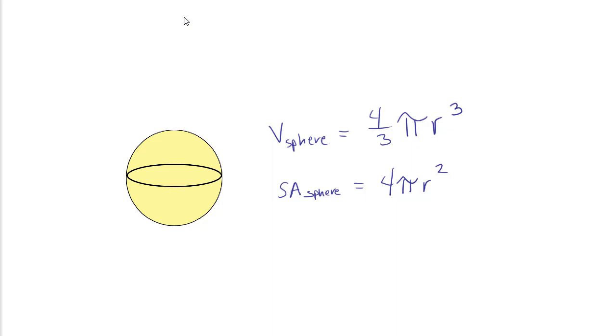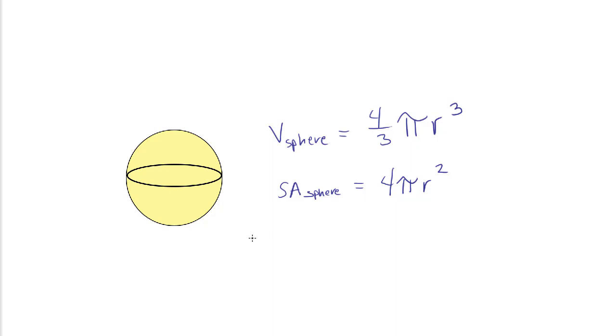The other volume, a shape you should know, is the sphere. I could give you a couple tips and tricks there, but the truth is it's just as quick or even quicker to memorize. The volume of a sphere is 4/3 pi r cubed, and the surface area of the sphere is 4 pi r squared.